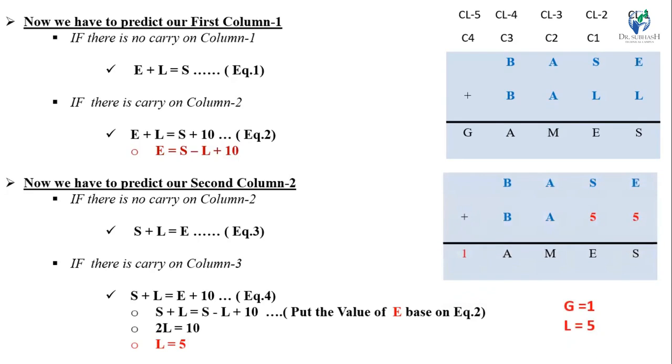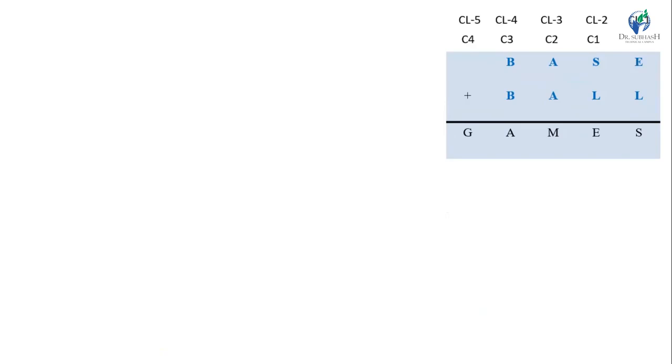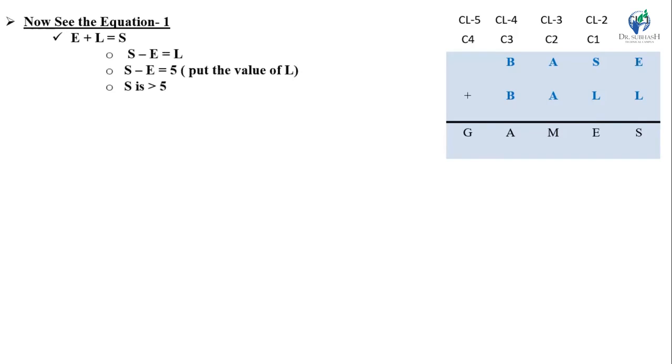Here, we have put G is equal to 1 and L is equal to 5 in our problem. Now we can see our first equation, E plus L is equal to S. So this equation can be written as S minus E is equal to L.